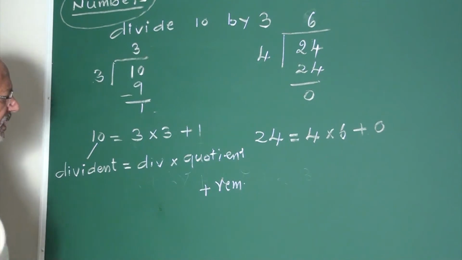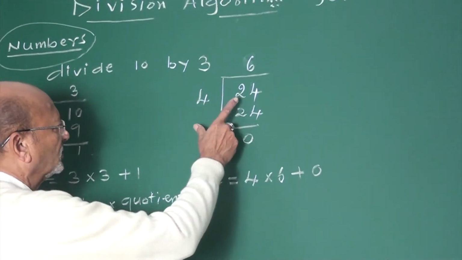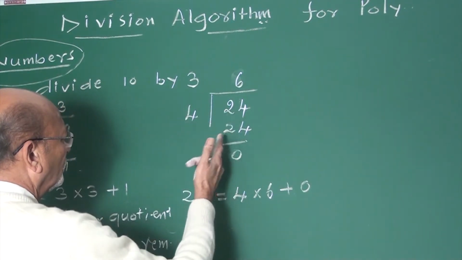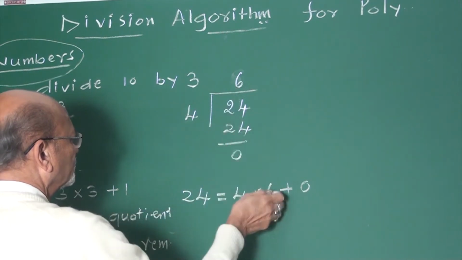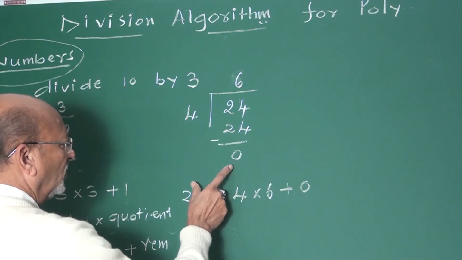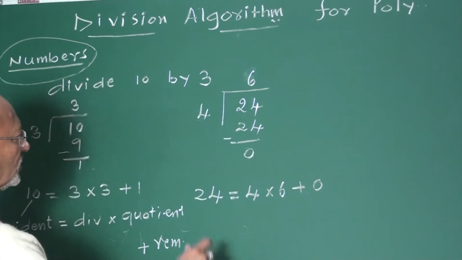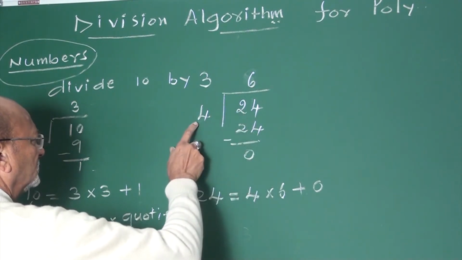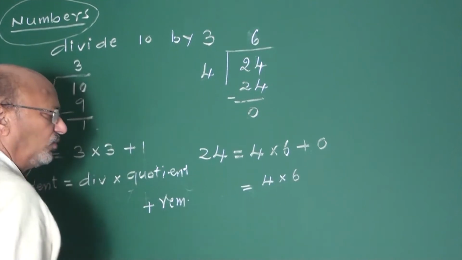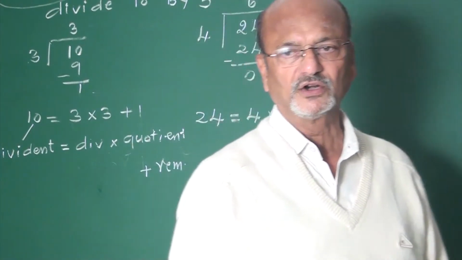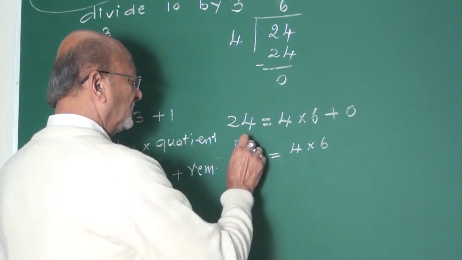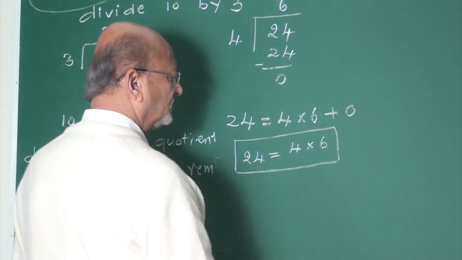Now one more example: divide 24 by 4. Same method. 4 into 6 is 24, minus 24, changing the sign, 24 minus 24 is 0. In this case the remainder is 0. Therefore, the dividend 24 can be written as divisor into quotient plus remainder, plus 0, which is 4 into 6, that is 24. Here, when the remainder is 0, we get another important result.